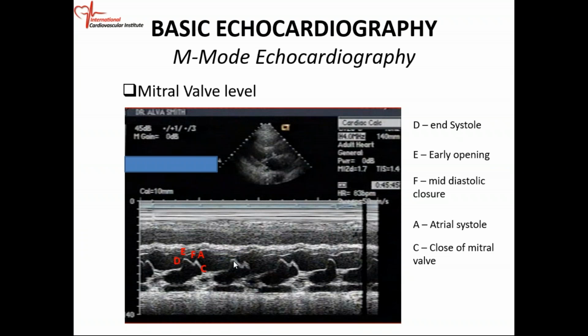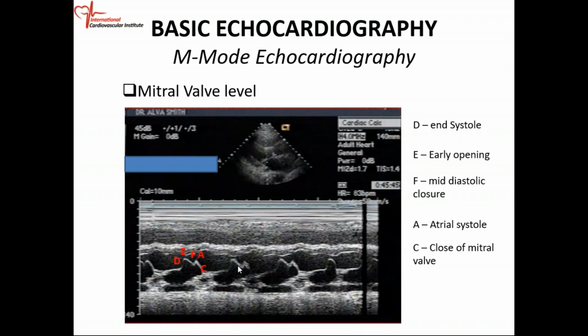Then from the D point, we have the E point. So you heard about the E point, and we'll talk about E point septal separation. The E point is just the early opening of the mitral valve. So the mitral valve is open right there. And then you know about the E point septal separation. It's supposed to be less than 10 millimeters. If it's more than 10 millimeters, then it tells you that the ejection fraction is reduced.